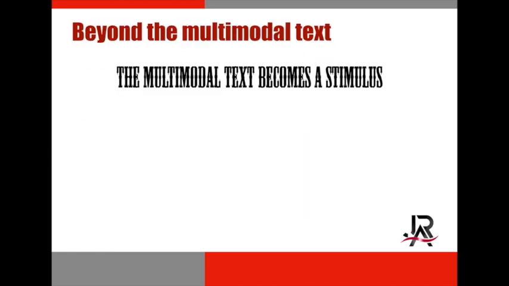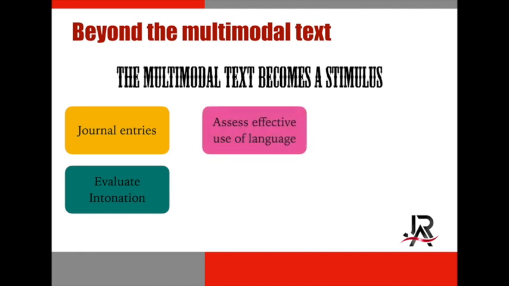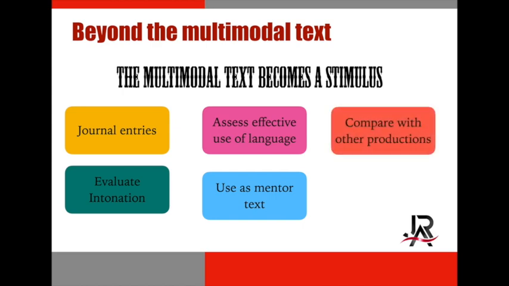Completing this strategy is not the end for the stimulus that students have produced. We can extend the life and the power of this stimulus by creating the following learning opportunities: journal entries about the characters or about what they said, evaluating intonation and reflecting on the extent to which it helps to produce message, assess effective use of language, use students' productions as mentor text for future opportunities, and compare students' productions with similar productions so that they contrast and compare how they communicated message differently.